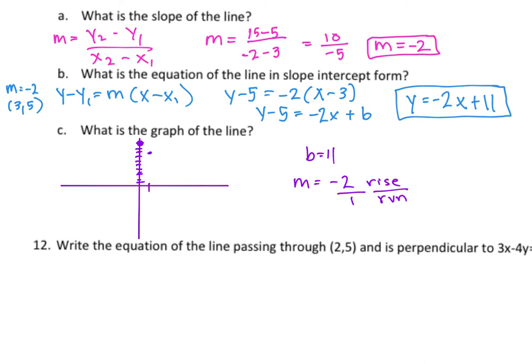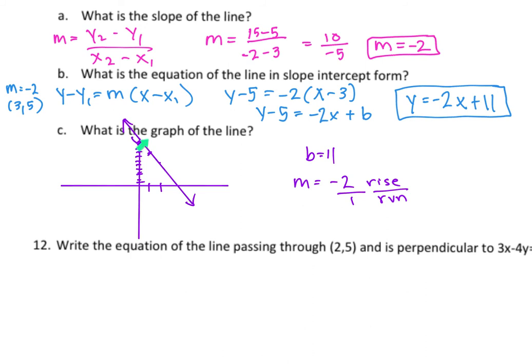run 1. Down 2, run 1. So you can do that as much as you'd like. And then we just connect the points and we have our line graphed. Now my x-axis was spaced out a little more than my y-axis, so this actually probably would be a little steeper if everything was spaced out evenly. But how you do your tick marks, it actually doesn't matter as long as you show that your starting point is at 11 and you are rising 2, running 1.